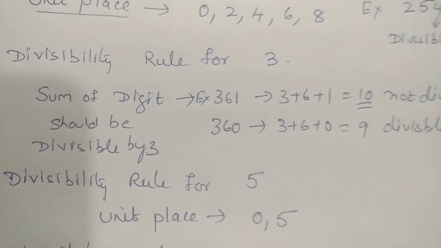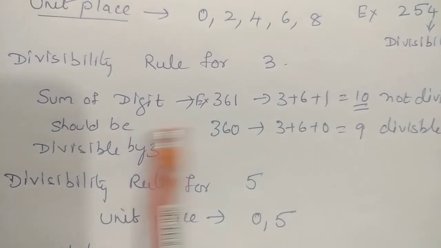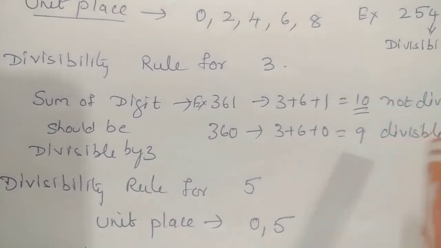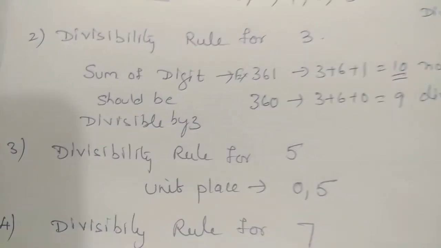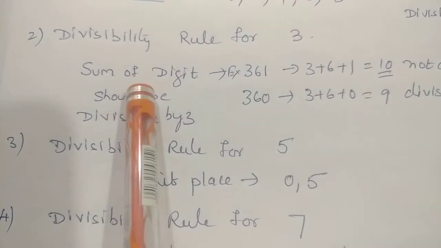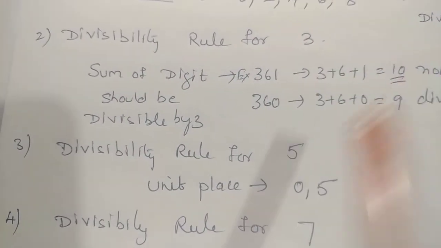The process for 9 is also the same. If you add the sum of the digits and it is divisible by 9, then the number is divisible. So the same rule is used for 3 and 9.